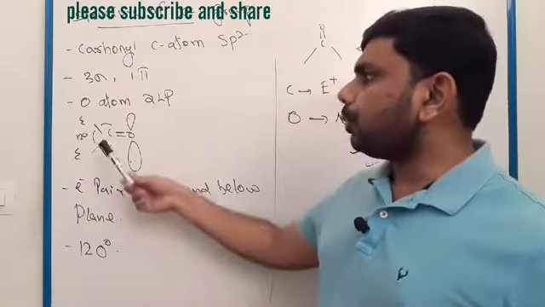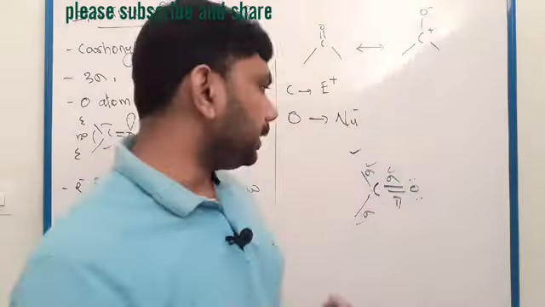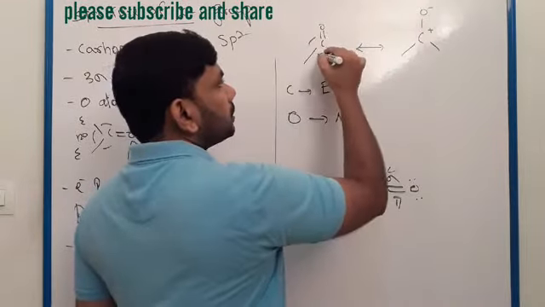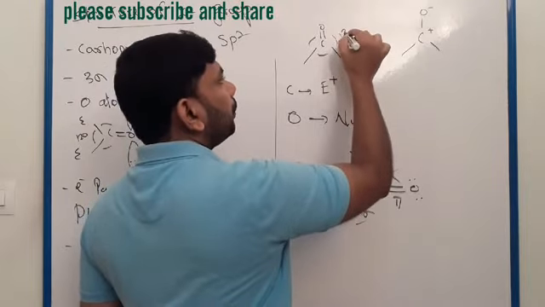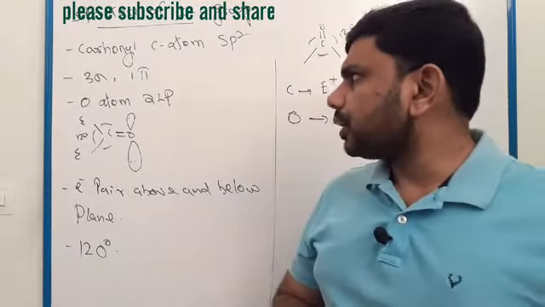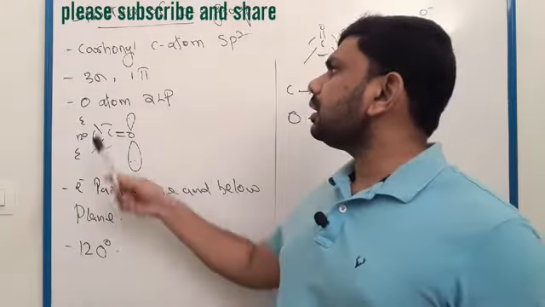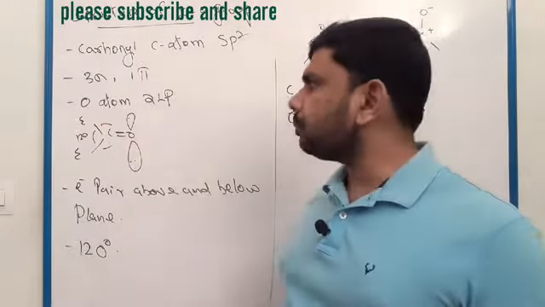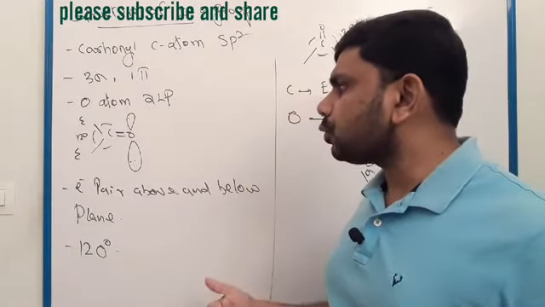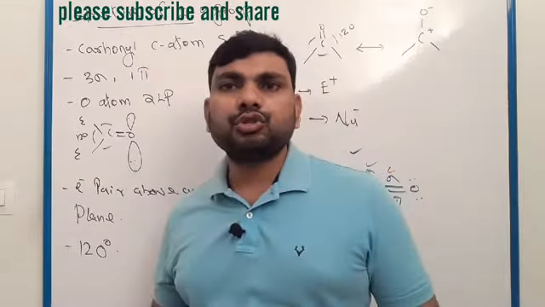Clear? And the bond angle here, all these bond angles are 120 degree. Okay, this bond angle, this bond angle, this bond angle, all bond angles 120 degree. Clear? So these are the points we have to understand here. This carbonyl group contains 3 sigma bond and 1 pi bond, and 2 lone pair electrons, one above the plane and another one below the plane. Clear? And the bond angle is 120 degree.